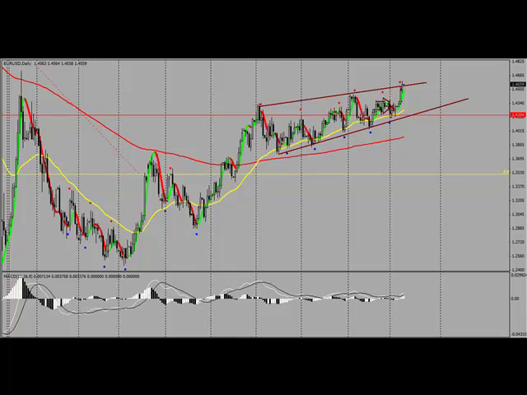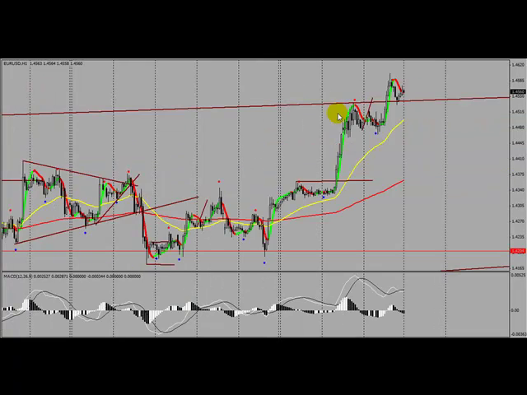Let's take a look at the euro dollar for the upcoming September the 10th session. As you can see, we've come up across part of that daily upper channel that we've talked about, we've had on here for quite some time. That said, let's move it down to the 1 hour chart.